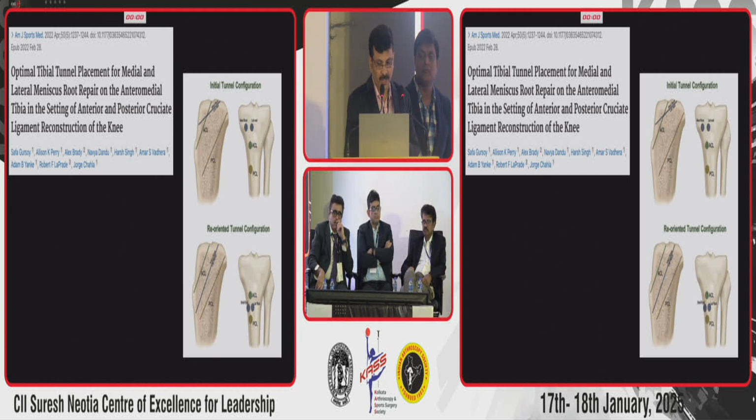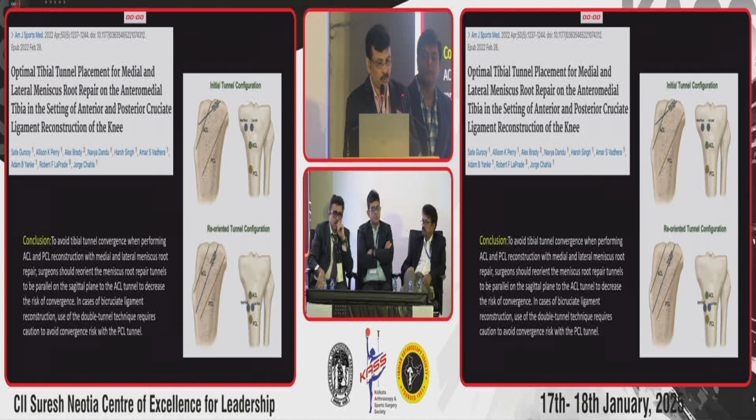But the new reoriented tunnel configuration, what they concluded, to avoid the tibial tunnel convergence when performing ACL and PCL reconstruction with medial and lateral meniscus root repair, surgeons should reorient the meniscus root repair tunnels to be parallel on the sagittal plane to the ACL tunnel to decrease the risk of convergence. And in case of bicruciate ligament reconstruction, use of double root tunnel technique requires caution to avoid convergence risk with the PCL tunnel. So if you can, you make the ACL PCL tunnel constant, and then you create these root tunnels below the ACL PCL tunnel so that it will not be converged.